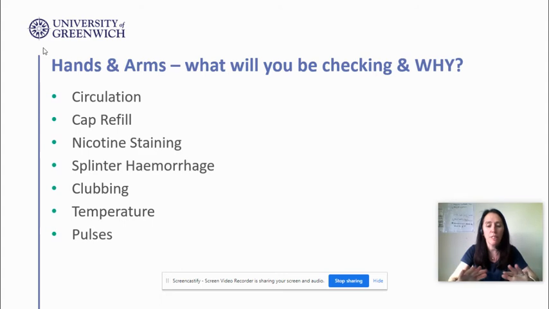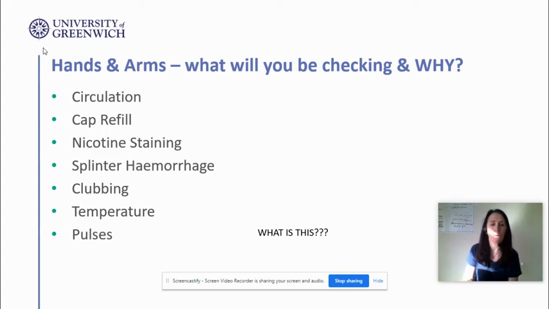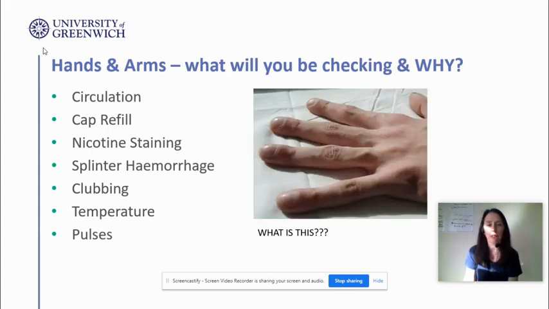Have a look at the hands. Look for nicotine staining. We're thinking smoking. We're thinking the cardiovascular conditions that come with long-term smoking use. Splinter hemorrhage. I'm going to show you a picture of that and let you know what it is. Clubbing, as you already know. The temperature. That means basically checking the temperature of the skin and checking the pulses. Are our pulses the same? Check them at the same time. We're checking the pulses throughout the body. Oh, we know what that is, don't we?